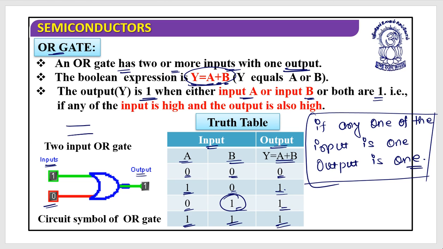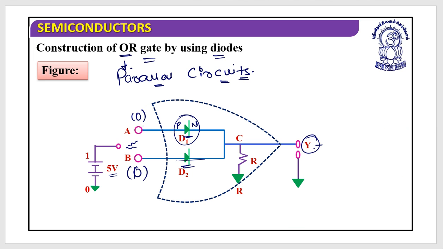Yes, this is the symbol of the OR gate. This is the input side and this is the output side. This is the symbol of the OR gate. I hope this is clear. Yes, this is beautifully drawn. Let's have a look. Yes, this is the symbol of the OR gate.